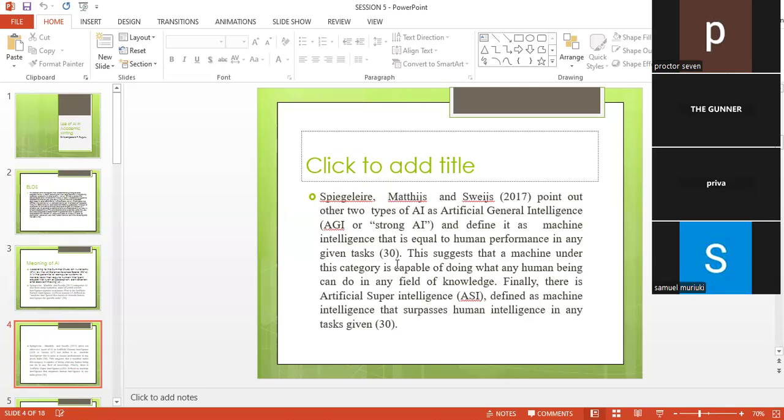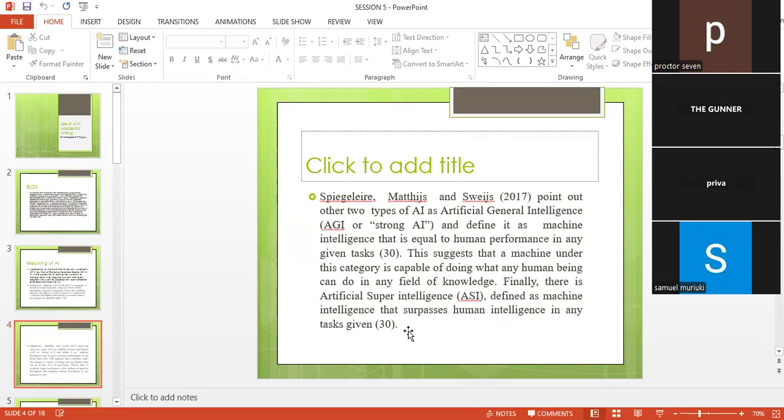Finally, we have another one called ASI. ASI is artificial super intelligence. It's a machine intelligence that surpasses human intelligence in any given task. For ASI, it is more intelligent than a human. And that's why people are saying, as days go by, there are some jobs which will be taken by machines. As days go by, some jobs are going to be taken by AI. Because now, look at this ASI.